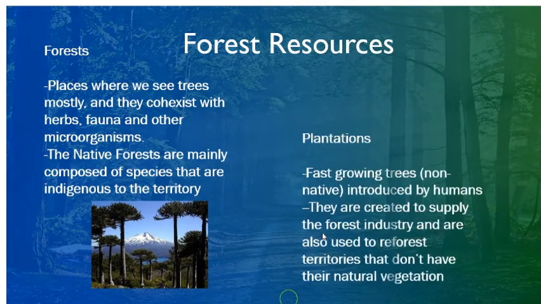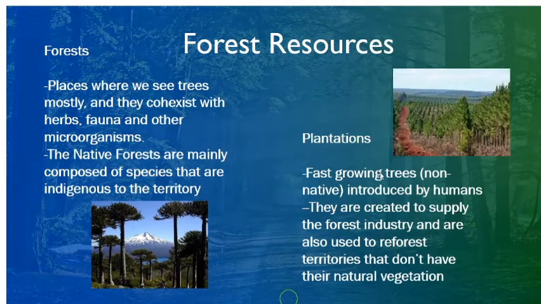Now, what is the difference? Because now we have plantations, and plantations are fast growing trees, so they grow very fast. They are non-native, they do not belong in one territory, o sea, no pertenecen solo a un lugar. They are introduced by humans. They are also created to supply the forest industry and are also used to reforest territories that don't have their natural vegetation. So whenever we see a place that doesn't have enough trees, they use plantations so we can have more trees. And also the plantations are used so we can continue cutting trees without a problem. Okay?